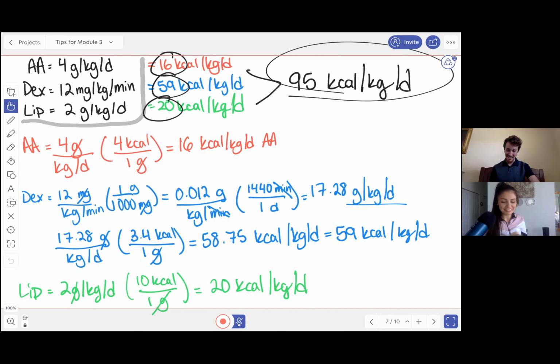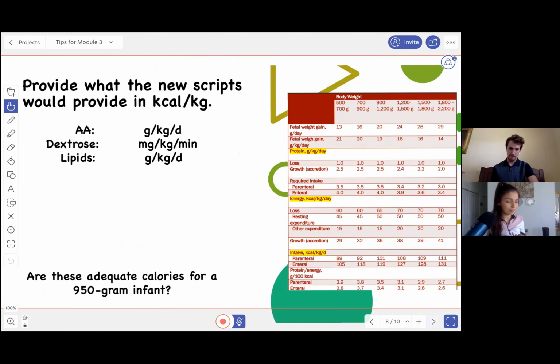Okay. So let's see where we are on the normative data chart to see if that's adequate for this infant. With a script of 4 grams of amino acids, 12 milligrams per kilogram per minute of dextrose, and 2 grams per kilogram per day of lipids, we get 95 calories per kilogram per day. And this infant is 950 grams.